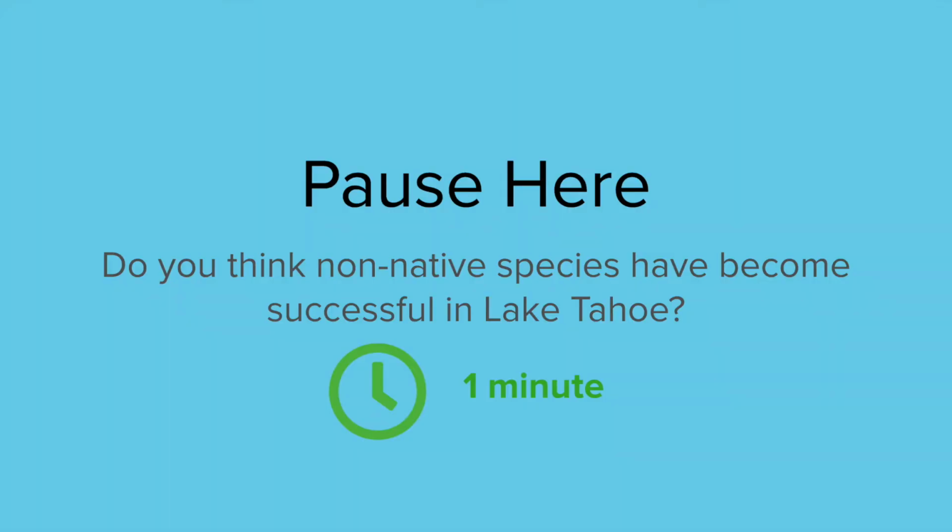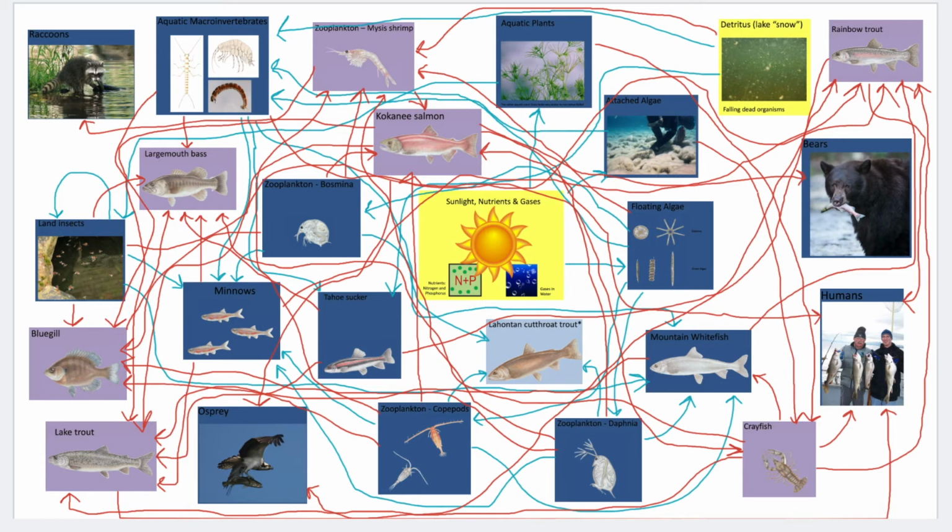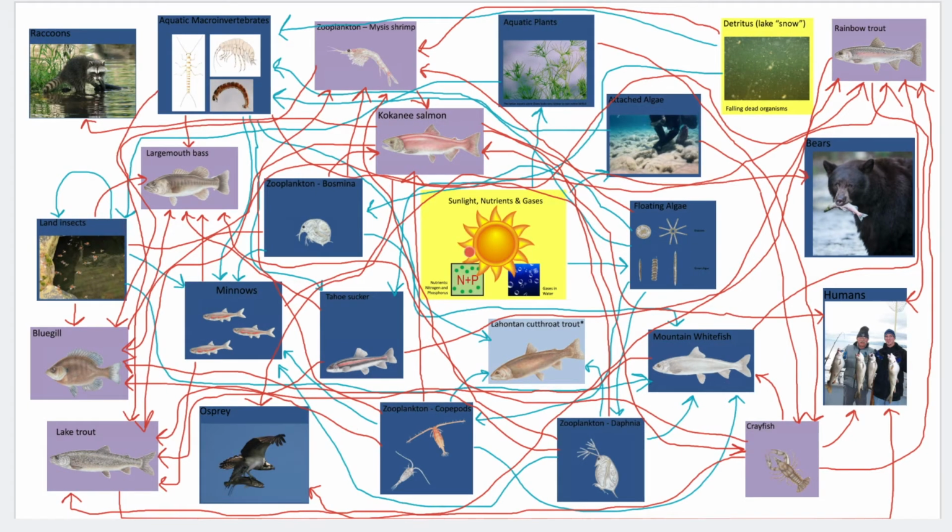Second question is, do you think non-native species have become successful in Lake Tahoe? And you can use the food web to find evidence to support your claim. So pause the video and look at the food web and come back and discuss. And moving on to the second question, based on the directions that the arrows are pointing, many of these purple cards have lots of arrows pointing towards them. What does that mean? That means that these organisms are eating a lot of the species that live in Lake Tahoe.